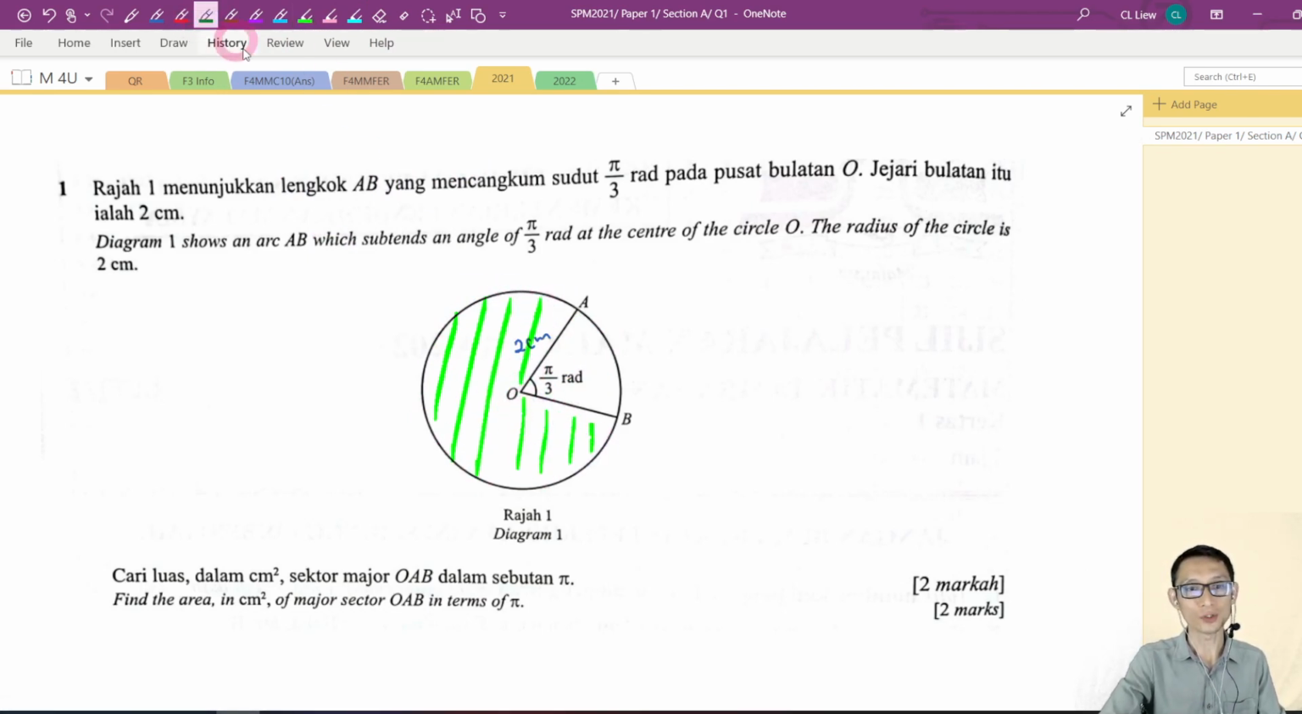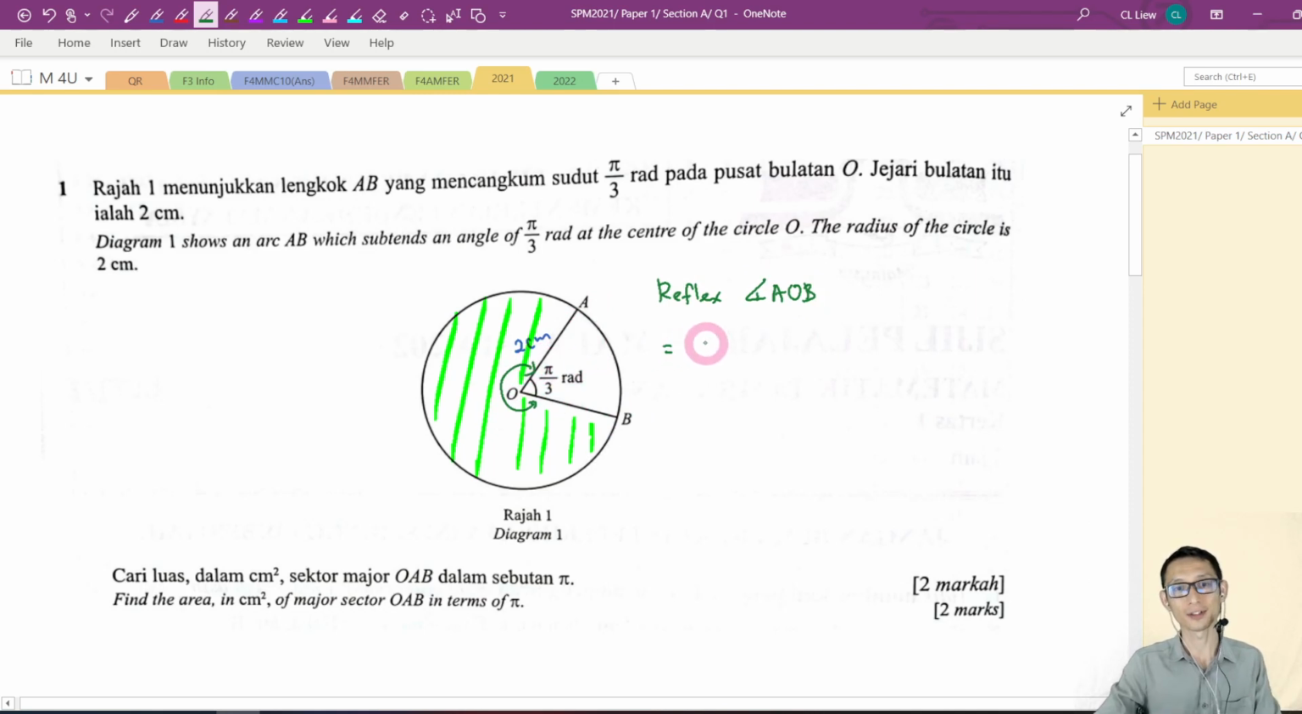Therefore, we need to use the angle here. How do we get this angle? We know that a full turn will be 360 degrees, which is 2 pi radian, right? Now, to get this reflex angle AOB, we take 2 pi radian minus pi over 3 radian. So this will be 5 over 3 pi radian.